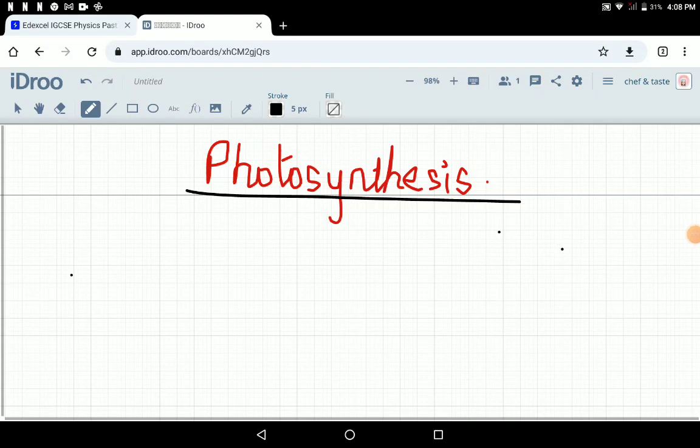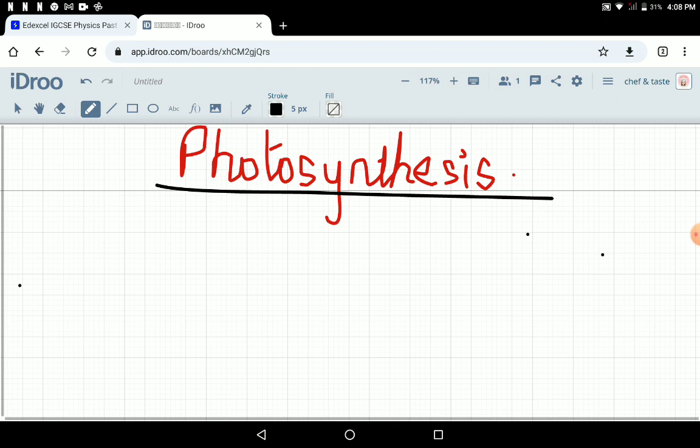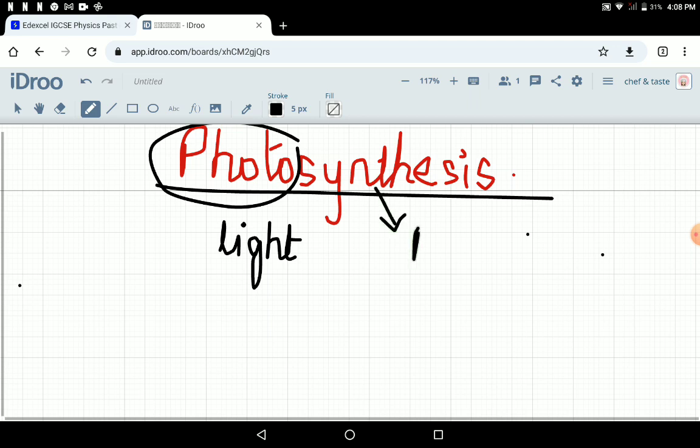Okay, let's talk about photosynthesis. It's a biological process through which plants form their food. It's a combination of two words, photo and synthesis. Photo means light, and here the light is actually representing sunlight. And synthesis is basically production. Whenever we make anything, it is called synthesis.